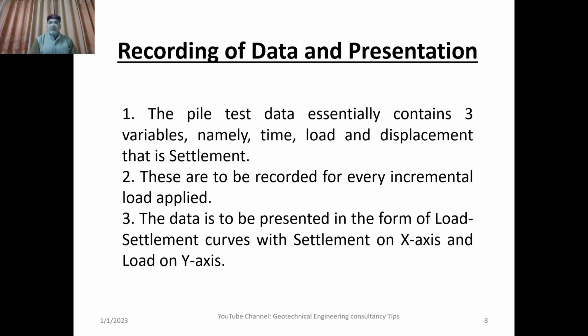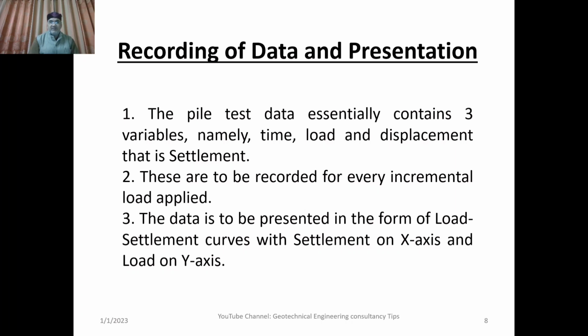Now, coming over to my last slide, the recording of data and presentation. The pile test data essentially contains three variables, namely time, load and displacement, that is settlement. These are to be recorded for every incremental load applied, which I told you is 20% of the safe load, each incremental load. The data is to be presented in the form of load settlement curves with settlement on x-axis and load on y-axis.